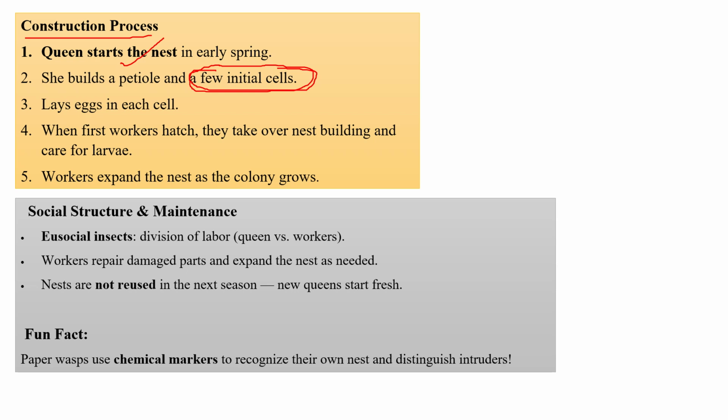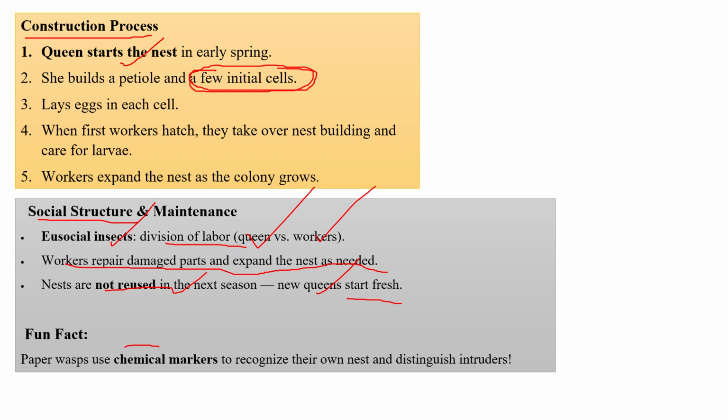Now if you talk about social structure or maintenance, they are eusocial insects. There is a division of labor, queen versus worker. I have already mentioned what the queen will do, and that the workers will repair the damaged parts of the nest and expand the nest as the members of the colony increase in number. Okay, the nest will not be reused. In the next season the new queens will start fresh and prepare a new nest. So this is how they do it.